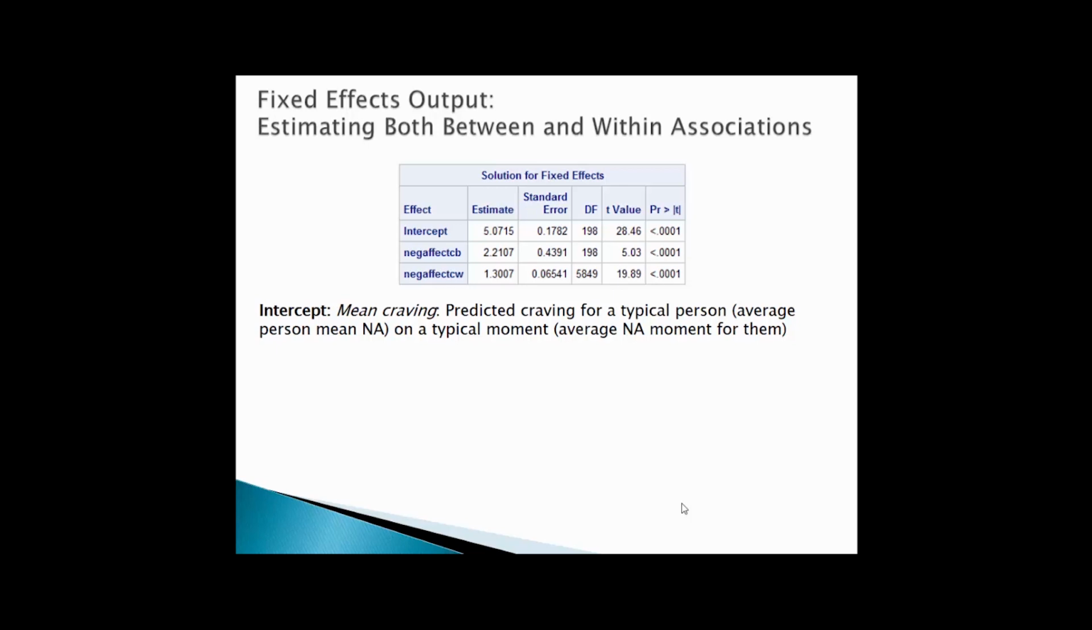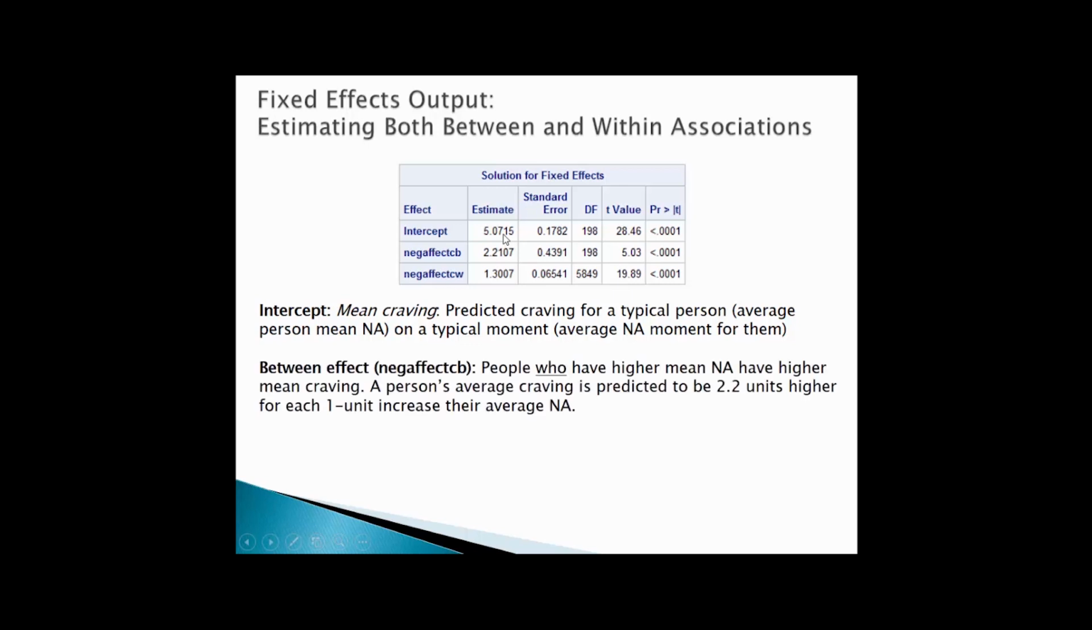So typical person, typical moment. What's the mean craving that we expect? We expect 5.07 on a scale of 0 to 10. The negative affect CB, and that's centered between, is giving us the between person effect. And that will tell us people who have higher mean negative affect have higher mean craving. And if we want to get more precise about that, a person's average craving is predicted to be 2.2 units higher for each unit increase in their average negative affect.